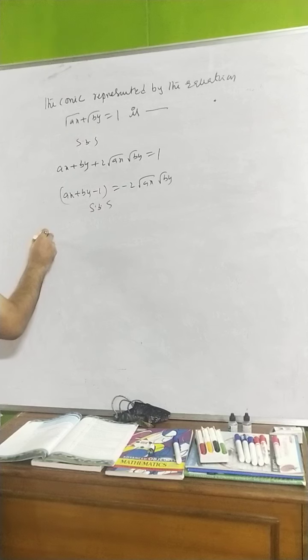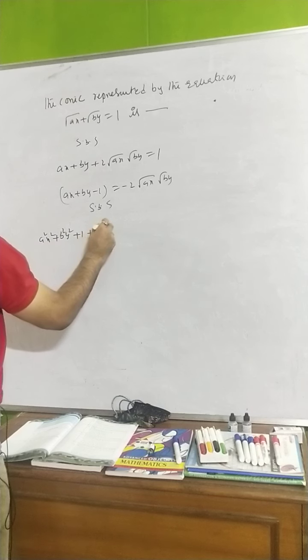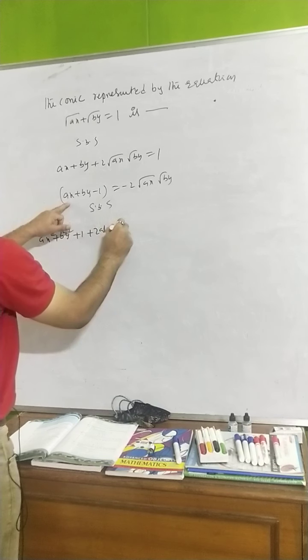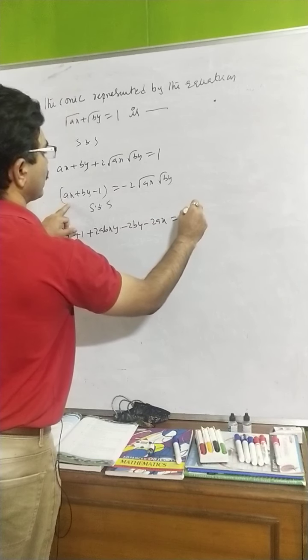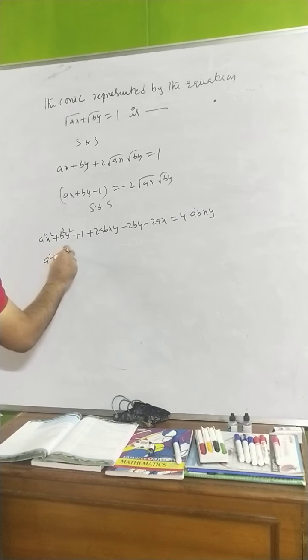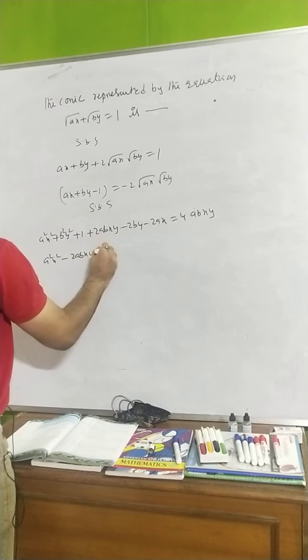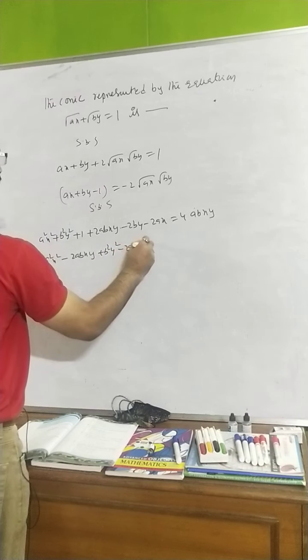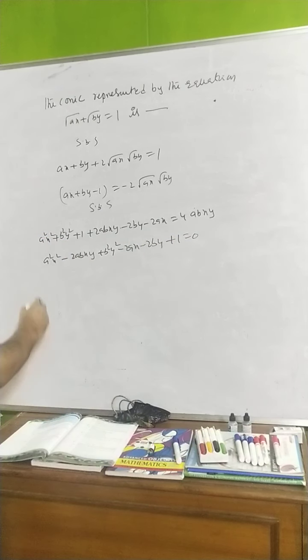You will get here a square x square plus b square y square plus 1 plus 2abxy minus 2by minus 2ax is equal to 4abxy. After simplifying: a square x square minus 2abxy, b square y square, minus 2ax minus 2by, and plus 1 equal to 0. You got it here. Now if you go for the delta formula, start simplifying.